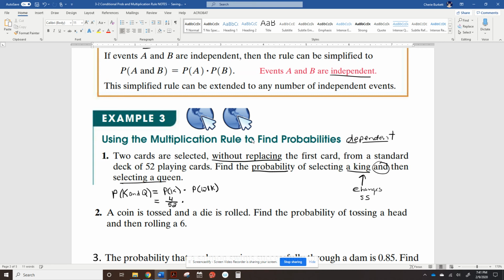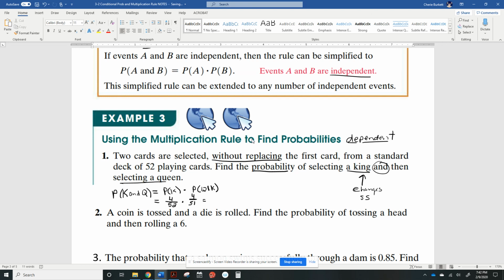And then we already found this. This was the first problem that we worked. But even if we hadn't, here's how you would do it. You would say, okay, how many queens are there? There's 4 in a deck of cards. We've already drawn a king out and we did not replace it. So we no longer have a sample space of 52. We only have a sample space of 51. And now you just multiply those two together and reduce if you can.